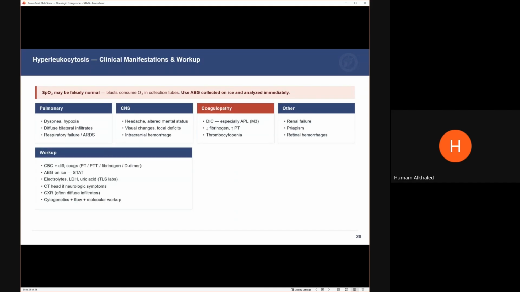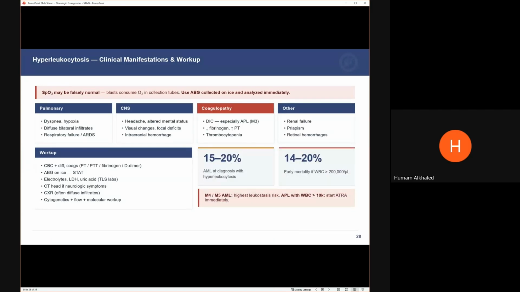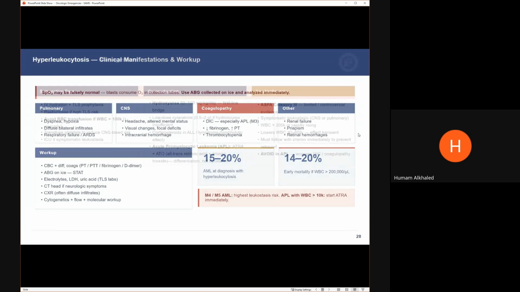And the workup is pretty straightforward. That's when you're going to get a CBC and assess your patient as appropriate. About 15-20% of AML patients present with hyperleukocytosis when first diagnosed, and early death is up to 20% when the white blood cell count exceeds 200,000. So it's very important to act quickly in these patients.